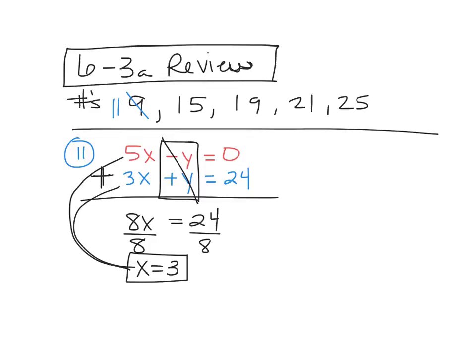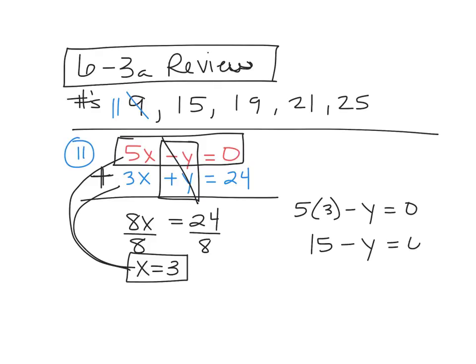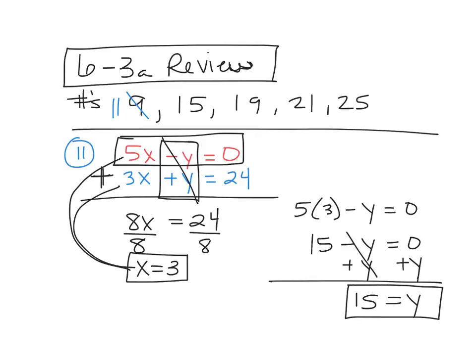And then you can plug that back into either one of these equations. Pick which one you would like. I'm going to do it in this top one for now. So 5 times 3 minus y equals 0. So I'm going to add the y to the other side. And 0 plus y is y. This cancels. So y is 15. So your answer is 3/15.